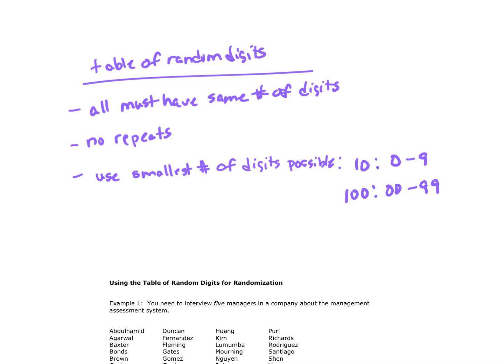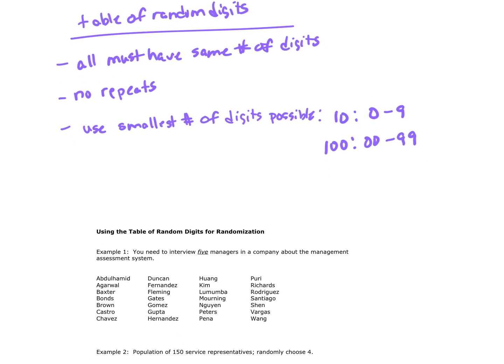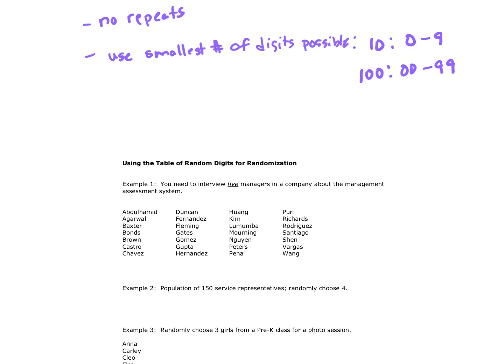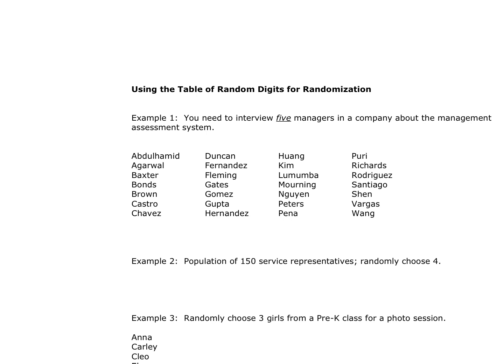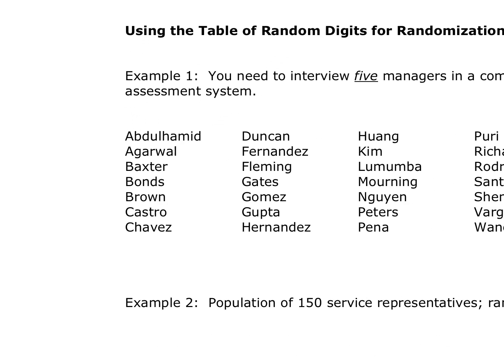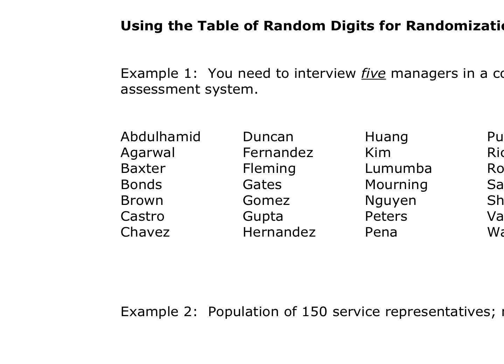So for this first example, it says you need to interview 5 managers in a company about the management assessment system. We've got to randomly choose, and we're going to use this table. So here's how this works. We have to number these people first, and there are 28 people, so that means they have to be numbered 01, 02, 03, all the way up to 28, right? So we've got to number all of these.